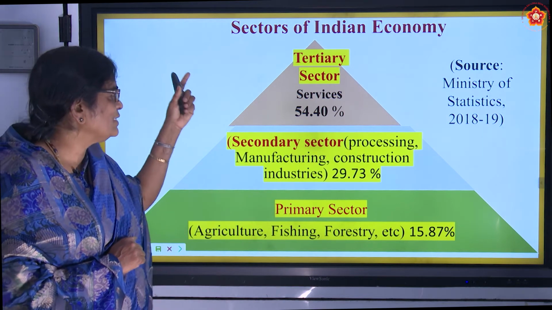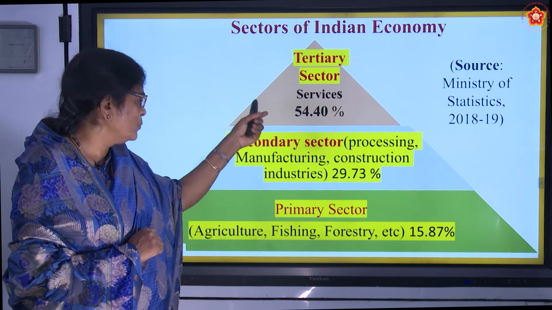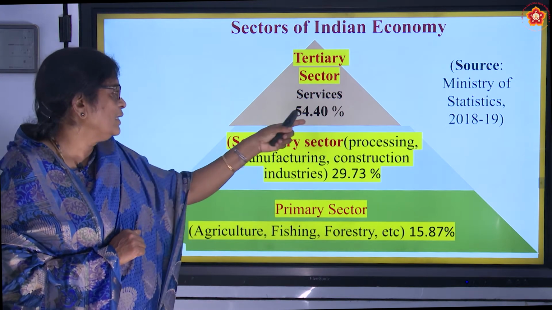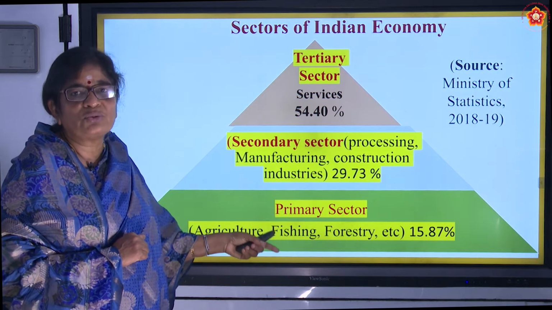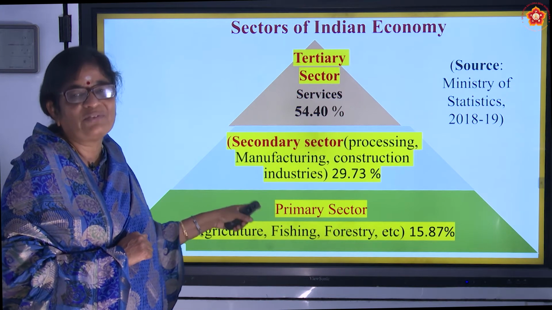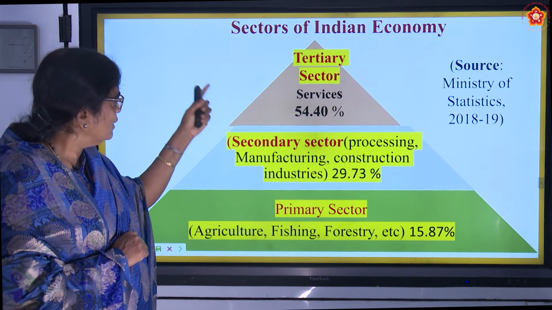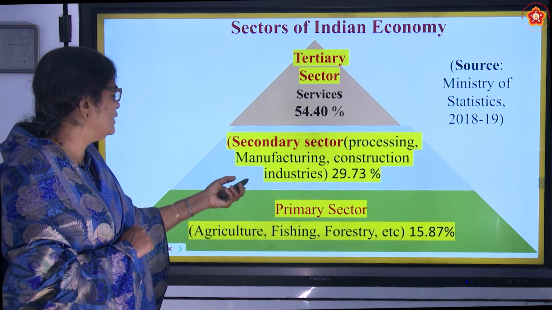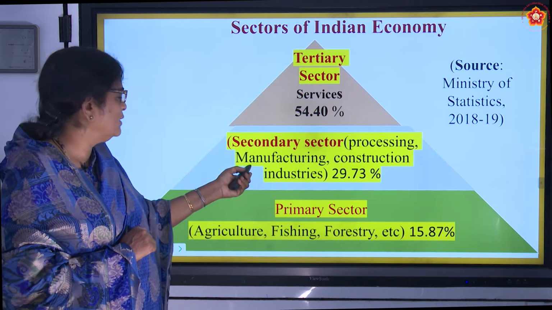I hope you understand. These are the three basic economic sectors of India, and the tertiary sector contributes 54.4% as per the statistics of 2018-19. According to 2020 statistics, more than 40% of the population of India is engaged in agriculture. I hope you understood these basic sectors which contribute to the economy. Later you will study these sectors separately under degree courses.